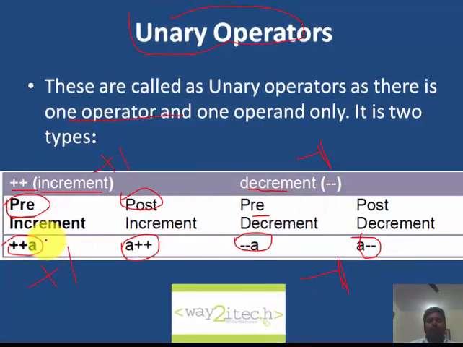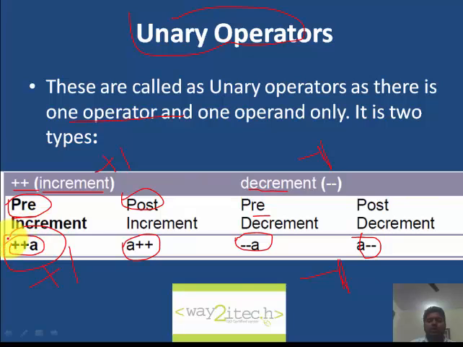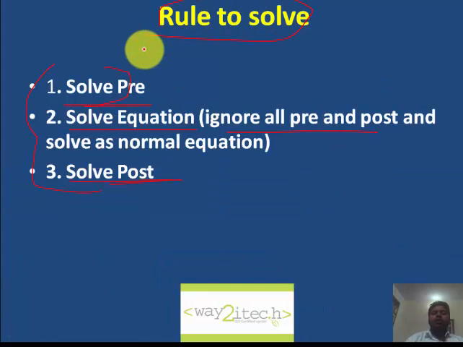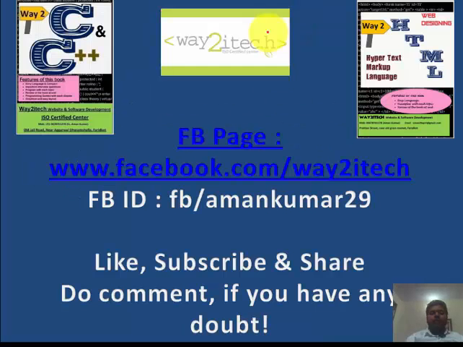In pre, we have to increment first, and then we have to solve the equation. In post, we have to first solve the equation, then we have to increment the value. The same thing happens in decrement. The difference is that here we have to decrease the value and here we have to increase the value. The rule is: solve pre first, then solve the equation. While solving the equation you have to ignore all pre and post. Now solve the post.